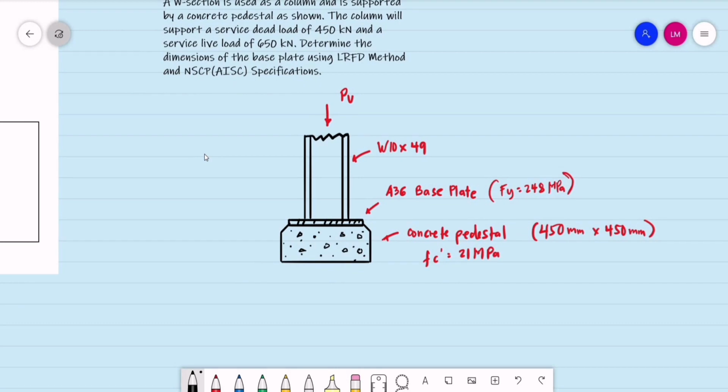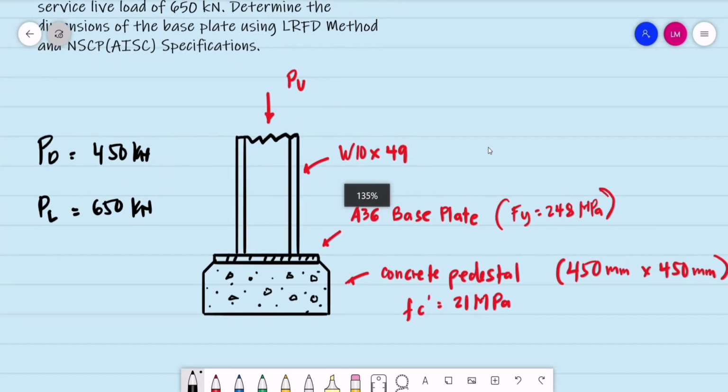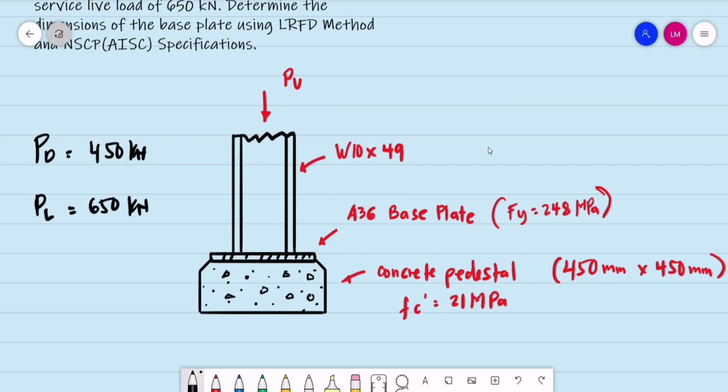So we have our loadings. We have for the dead load, P sub D is equal to 450 kilonewtons. Then for the live loads, we have 650 kilonewtons. So we are to use a wide flange or a W section, W10 by 49. The base plate will be A36 steel. Fy is equal to 248 megapascals.